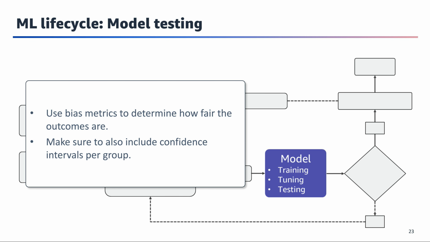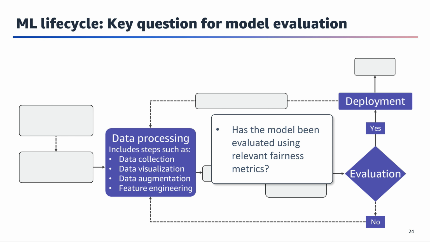During the testing stage, it's important to keep testing how fair the model is. Different measures are available for this. One approach is to use general ML metrics but split them by group. Another important step could be to include confidence scores. A confidence score is an estimation of the confidence or certainty of any prediction. A confidence score is usually expressed in the form of a probability. It is important to reflect on if the model has been evaluated using relevant fairness metrics.